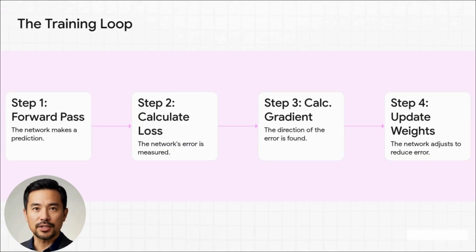Step 1, you give it some data and it makes a guess. That's the forward pass. Step 2, you measure how badly it messed up that guess. That's called calculating the loss. Step 3, and this is the really key part, you figure out which way it was wrong. That's calculating the gradient. And finally, you tweak all its internal connections, its weights, to be a little less wrong next time. You just do this again and again and again.